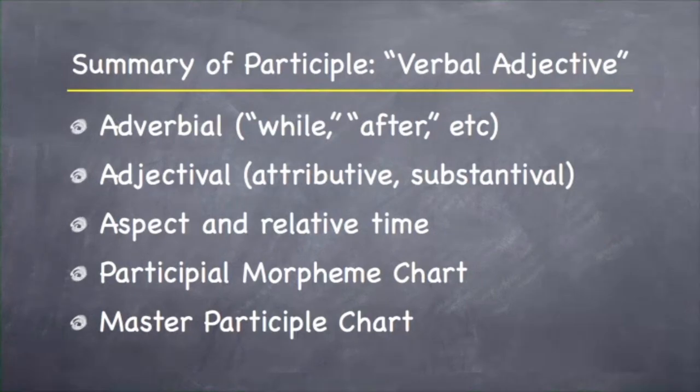Participles do not indicate absolute time, they only indicate relative time. The present participle indicates an action occurring at the same time as the main verb, and the aorist participle indicates an action that happened prior to the time of the main verb. To that we could add the completed or the perfect participle indicating a completed action with consequences felt in the present of the speaker. The participle morpheme chart is now complete.